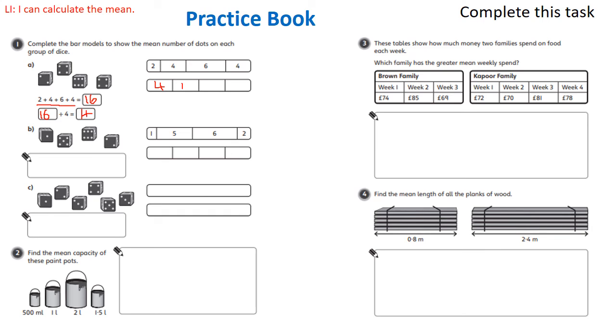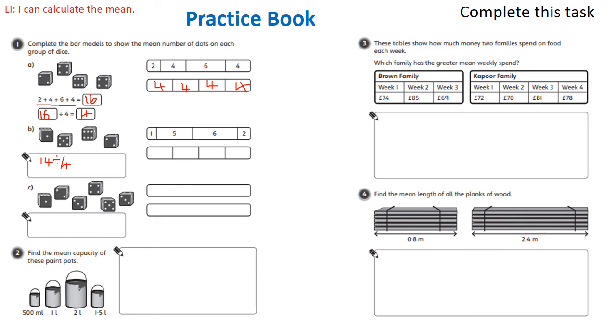And we can double check by using repeated addition or multiplication to make sure that they all add up to 16. On B, we do exactly the same. They just haven't written the calculation out for you. But let's see if we can work it out. So 5 plus 1 is 6, plus another 6 is 12, plus 2 more, so it's going to be 14. So our dividend is 14. We still have 4 dice, so the divisor is 4. So 14 divided by 4.